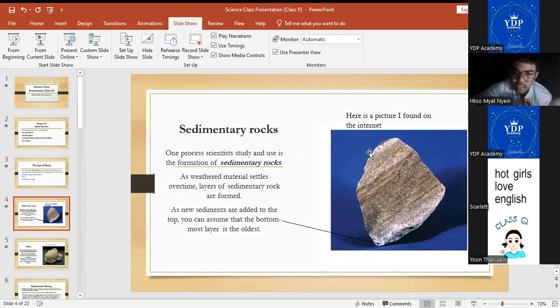Here's a picture I found on the internet for sedimentary rocks. One process scientists study and use is the formation of sedimentary rocks. As weather material settles over time, layers of sedimentary rock are formed. As new sediments are added to the top, you can assume that the bottommost layer is the oldest one. As you can see, as with the arrow pointed, this will be the lowest one.